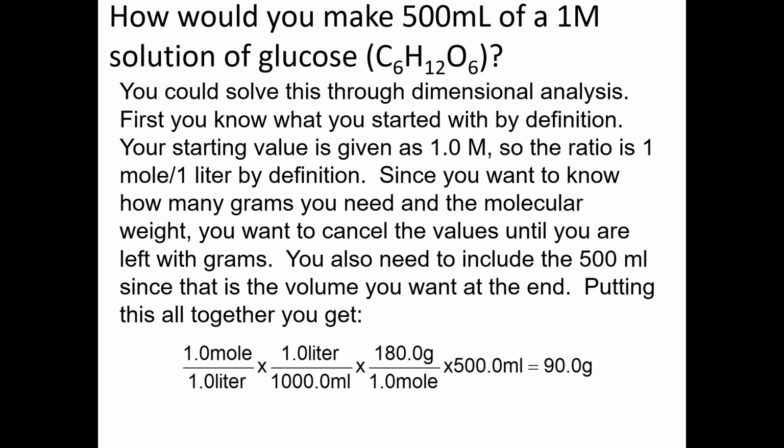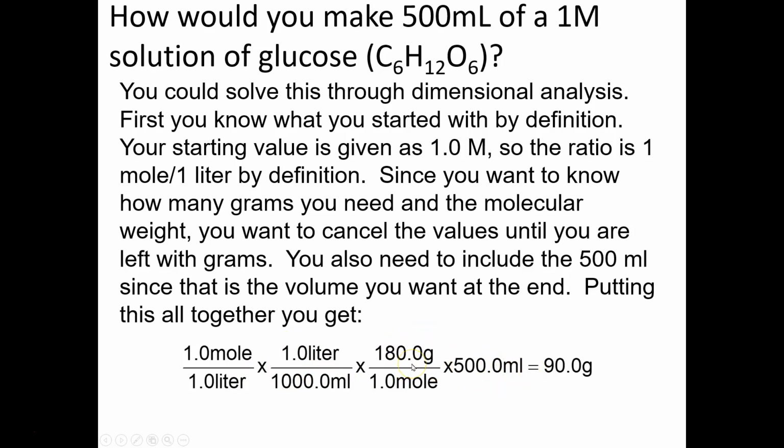So how would you make 500 mL of a 1 molar solution of glucose? You can solve this through a process called dimensional analysis. Basically, dimensional analysis is a technique where you cancel out different units and make sure that you have a ratio of 1. So we take what we know: we want 1 mole in 1 liter, and 1 liter is 1,000 mLs. We know 180 grams is 1 mole, and we know we want 500 mLs. So the mole here and the mole there cancel out, the liter here and the liter there cancel out, the mL here and the mL there cancel out.